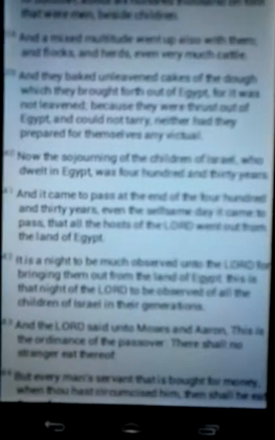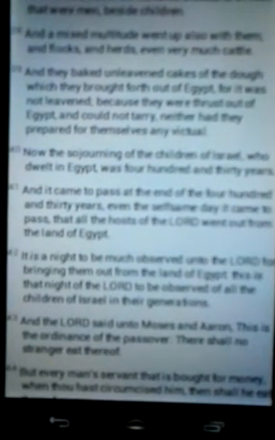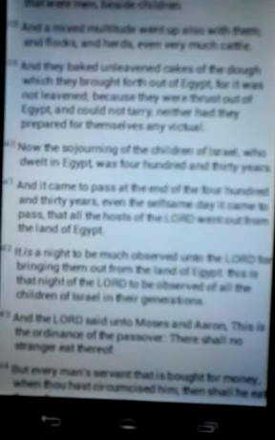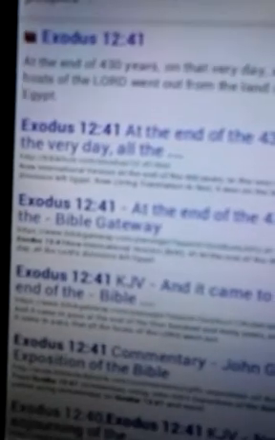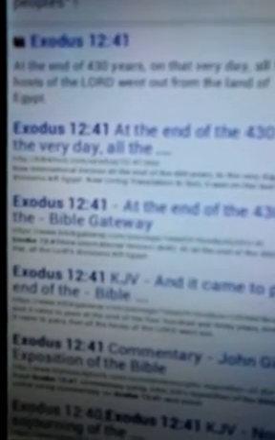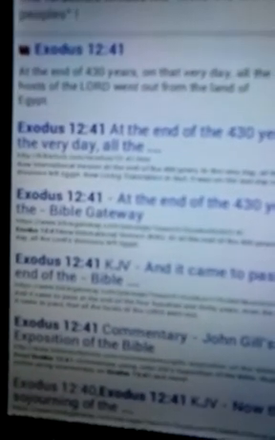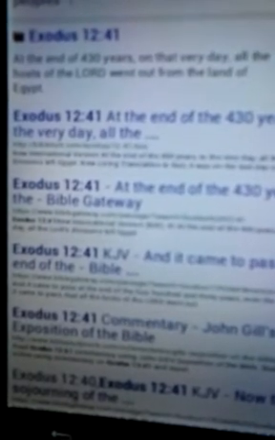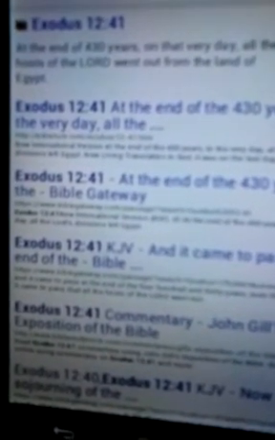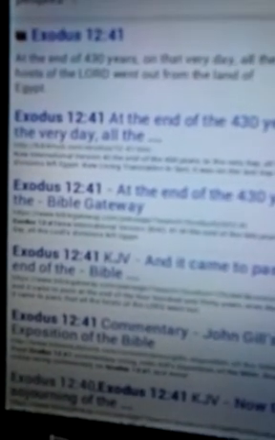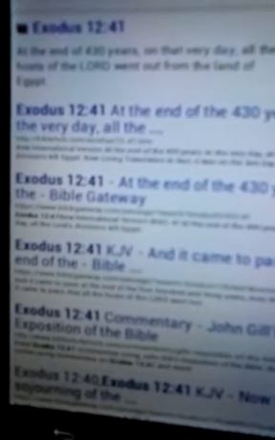And it came to pass, at the end of 430 years, even in the selfsame day, it came to pass that all the hosts of the Lord went out from the land of Egypt. The prophet was reading from Exodus chapter 12, verse 41. It says, at the end of 430 years, on the very day, all the hosts of the Lord went out from the land of Egypt. Reading from Exodus chapter 12, verse 41.